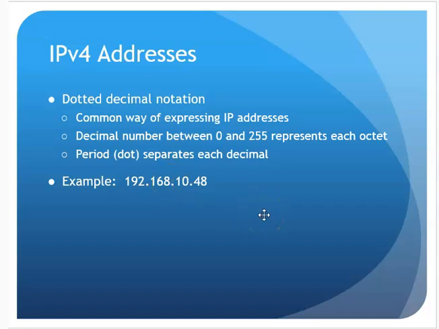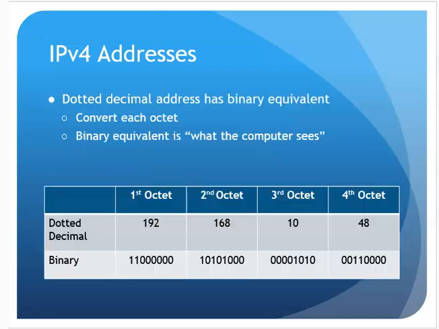Our IP version 4 address is normally written as a dotted decimal number, like we have here: decimal dot, decimal dot, decimal dot, decimal. That's what they mean by dotted decimal. And again, each one of these is an 8-bit number. So that 8-bit number, called an octet, can range from 0 to 255.